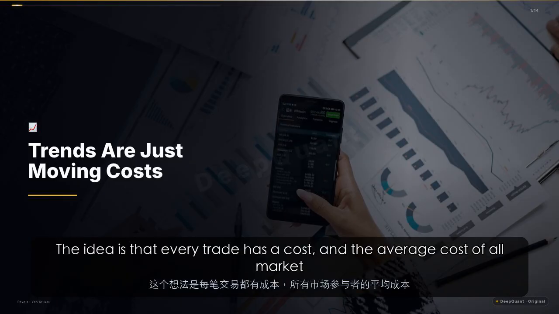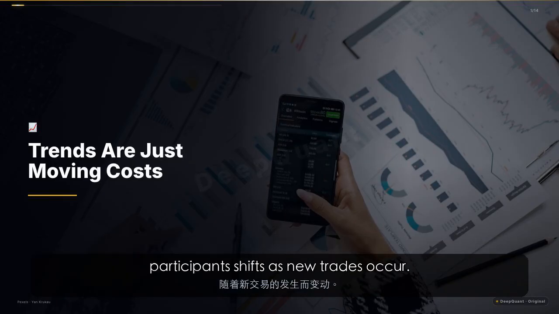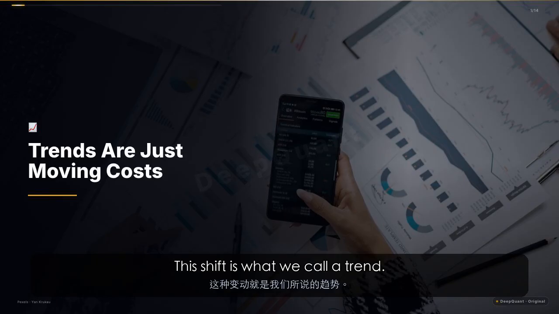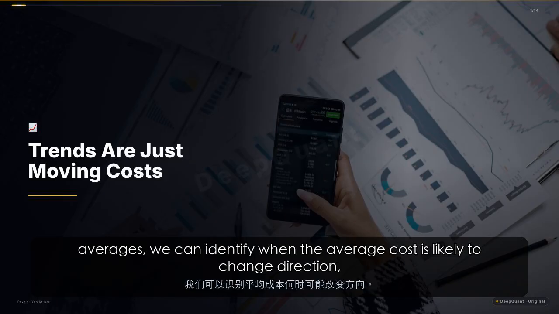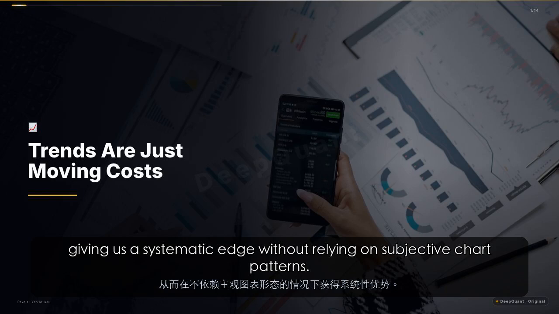Welcome to DeepQuant. The idea is that every trade has a cost, and the average cost of all market participants shifts as new trades occur. This shift is what we call a trend. By focusing on the mathematical relationship between price and moving averages, we can identify when the average cost is likely to change direction, giving us a systematic edge without relying on subjective chart patterns.